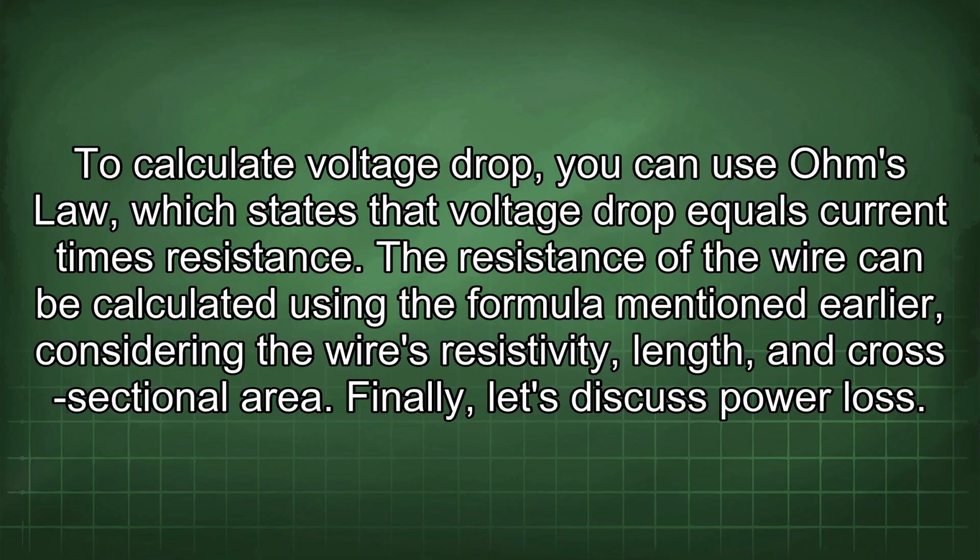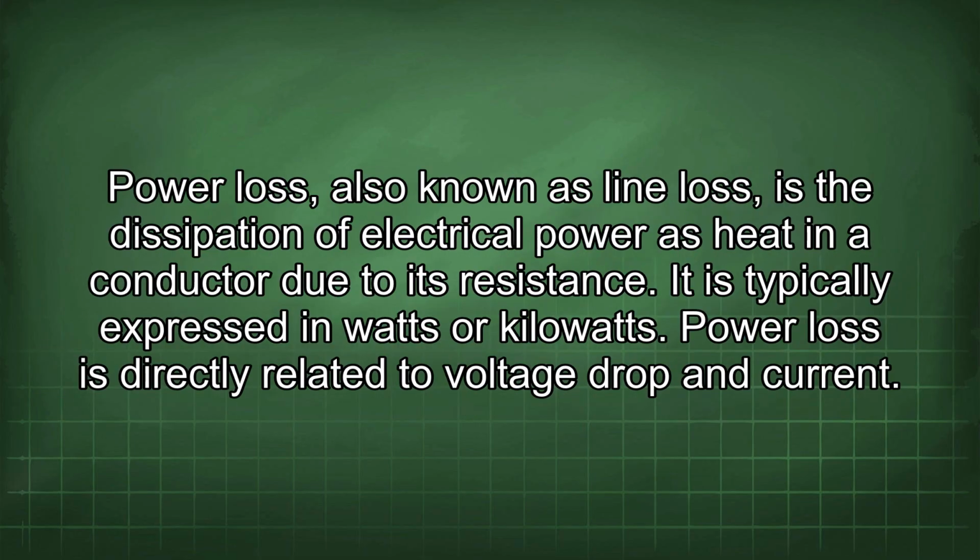The resistance of the wire can be calculated using the formula mentioned earlier, considering the wire's resistivity, length, and cross-sectional area. Finally, let's discuss power loss. Power loss, also known as line loss, is the dissipation of electrical power as heat in a conductor due to its resistance. It is typically expressed in watts or kilowatts.